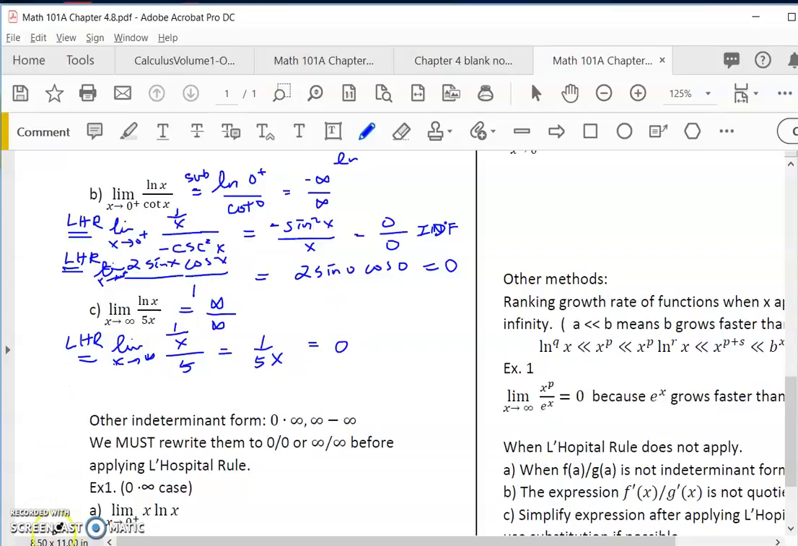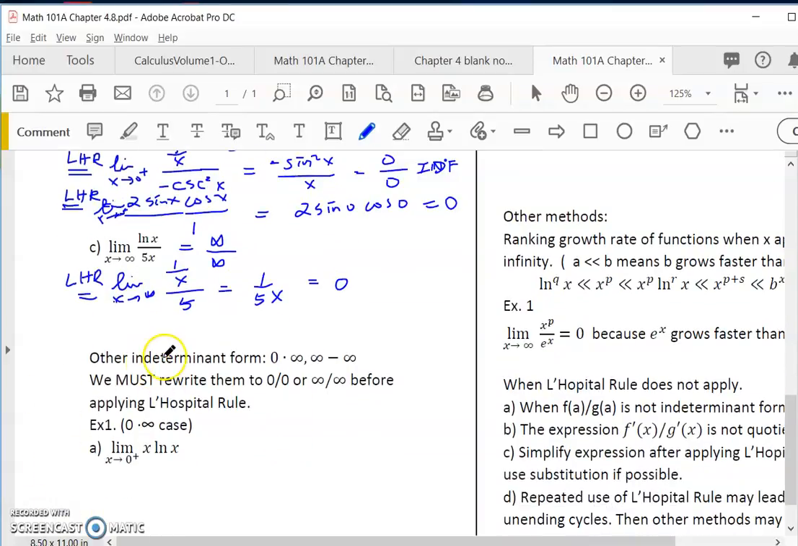Okay. So I'm going to stop here and we'll talk about other indeterminate forms, namely 0 times infinity. Maybe you can cancel something. Because this will be 0.00001, but this is 1 million or something. You can cancel them. And also infinity minus infinity. Now notice if you have infinity times infinity or infinity plus infinity, that is infinity. But only when you have these two cases, you can rewrite them to 0 over 0 and then apply L'Hopital's rule.